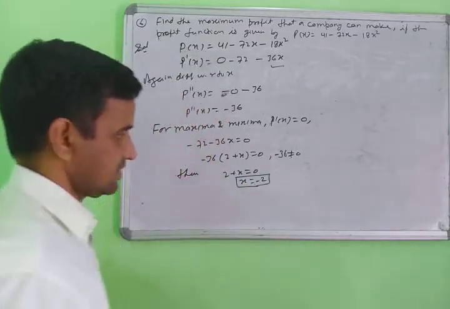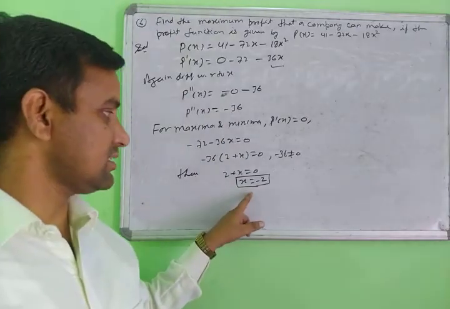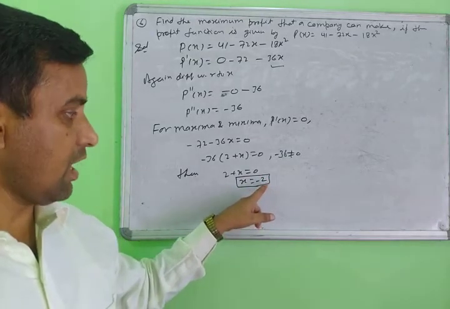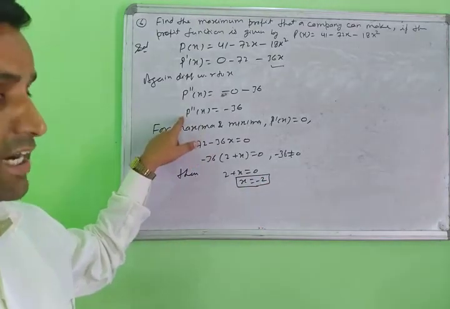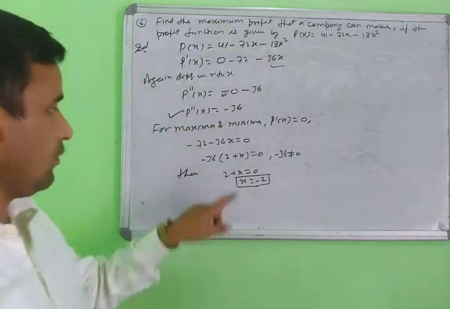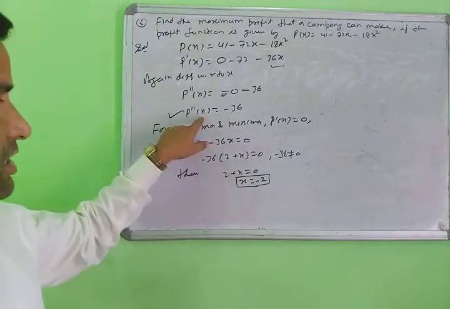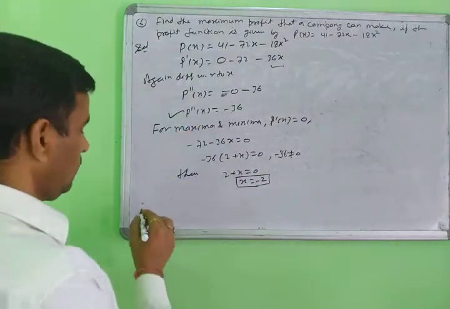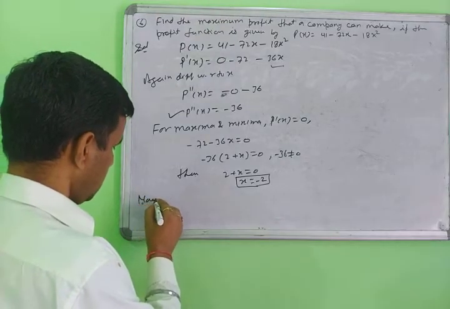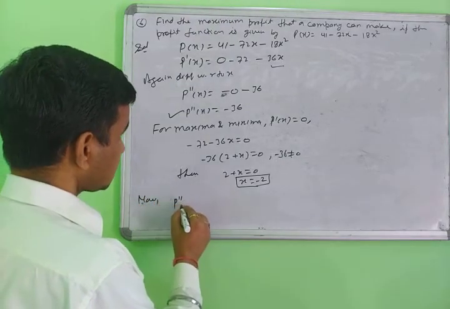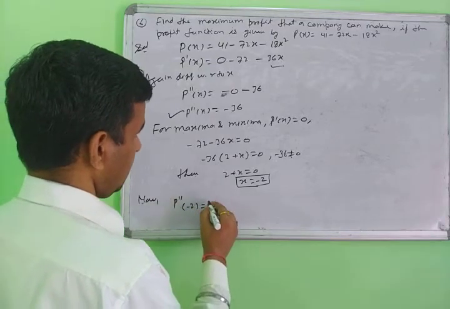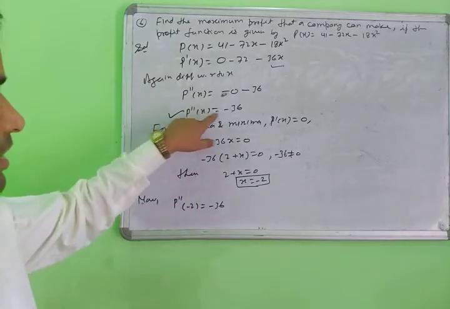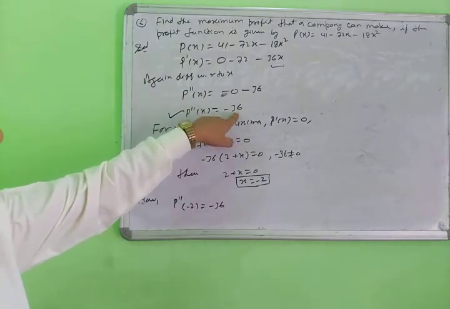This is your critical point. How to check whether this point is the maxima or minima? You will put this value in the second order derivative. With the help of this second derivative test, you check if this point is maxima or minima. So now P double dash at minus 2, this is minus 36.